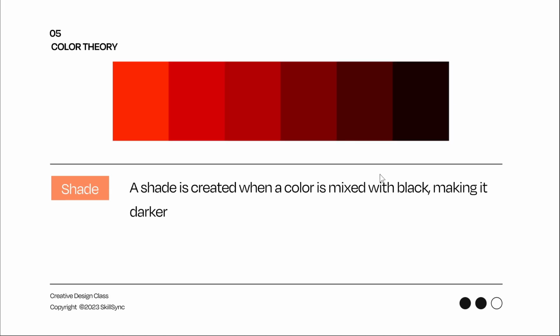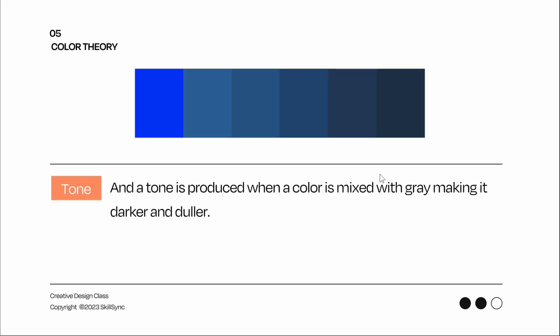Brighter color of what? Blue. Now we talk about shade, which is the opposite of tint. It is when you add dark or black to a color to make it much darker. We talk about tone. A tone is produced when a color is mixed with gray, making it darker and duller. Okay. So we make it dark and dull.